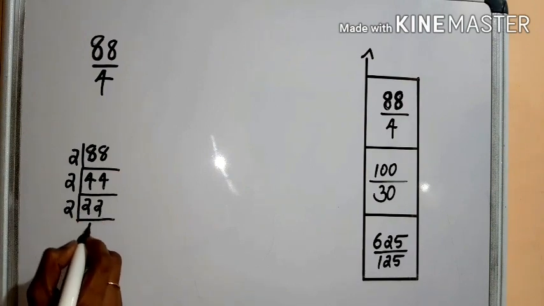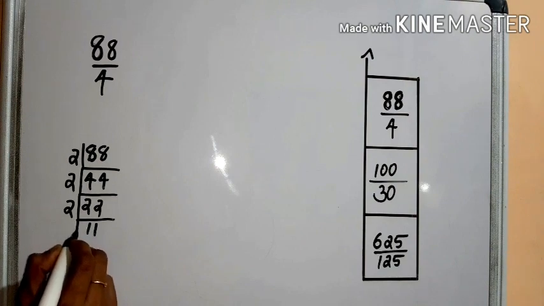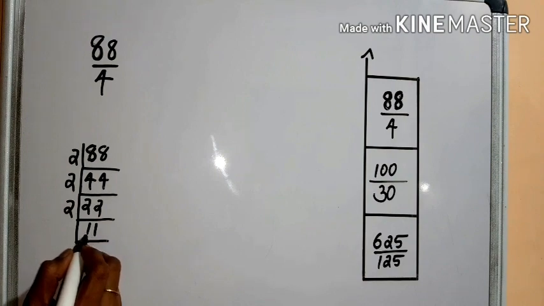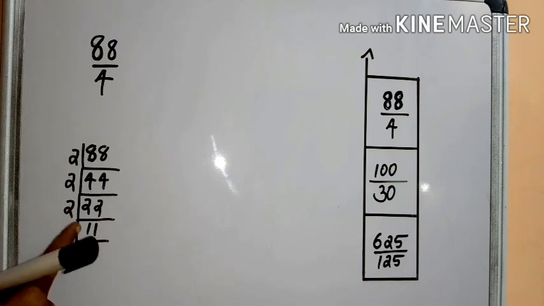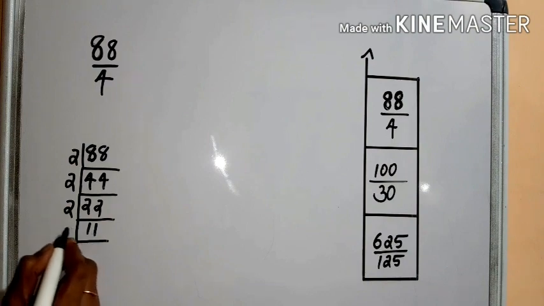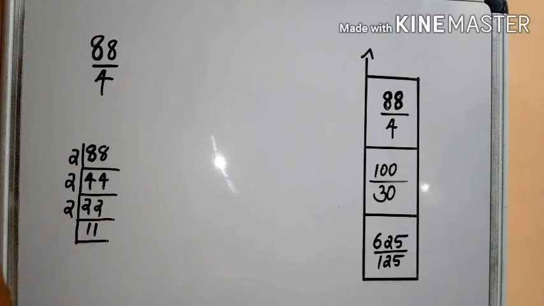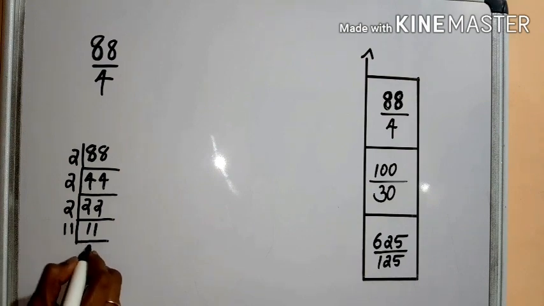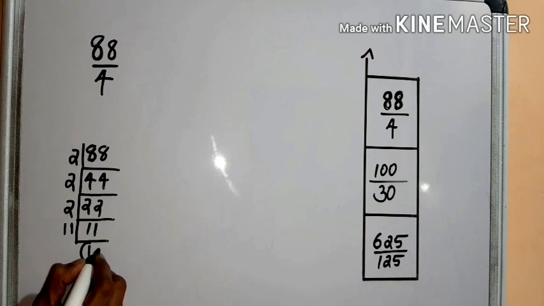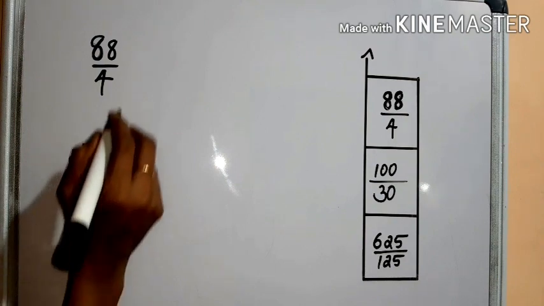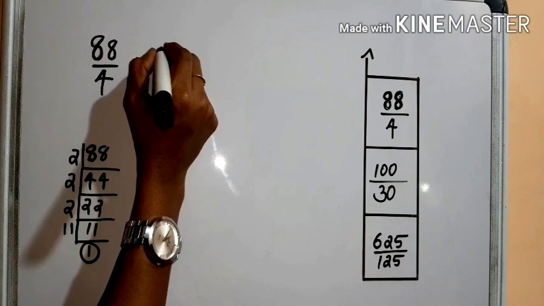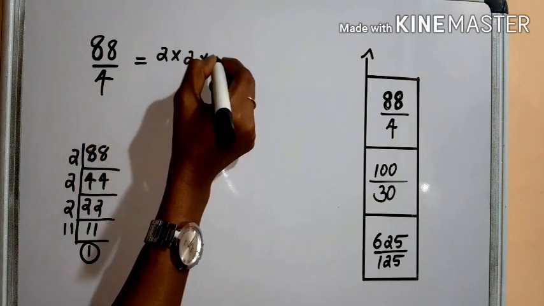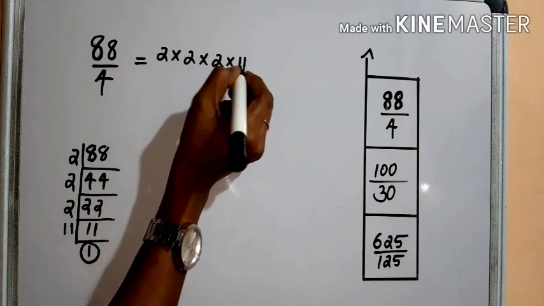22 by 2, right? 11. What about 11? It is an odd number. At the same time, it is an example of a prime number. So, how many 11's can we take away from 11? Only 1, right? 11 by 11 is equal to 1. So, prime factorization of 88 is over. 88 is equal to 2 into 2 into 2 into 11, right?